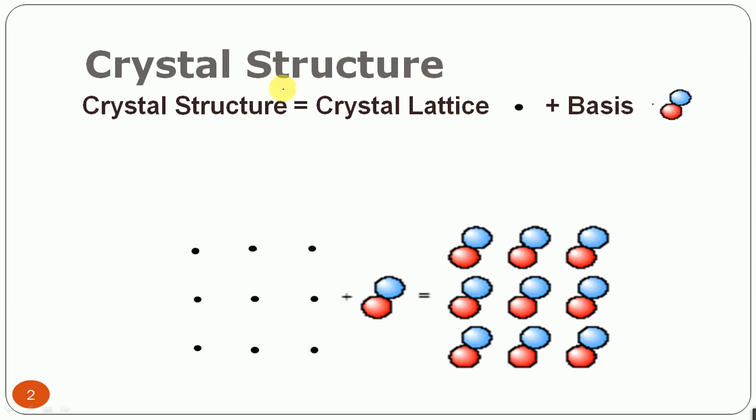Crystal structure is basically a repetition of similar types of patterns. Here, these are the patterns. When they are repeated periodically in all the possible directions, they form a crystal structure. Now, a crystal structure is actually made up of two things: one, crystal lattice, and the other, bases.